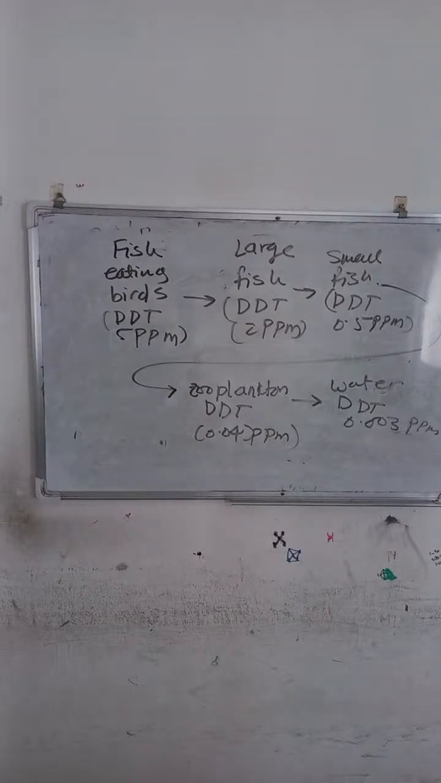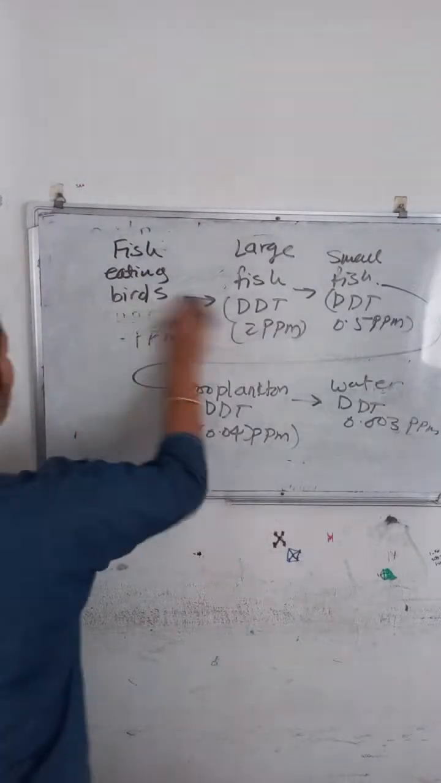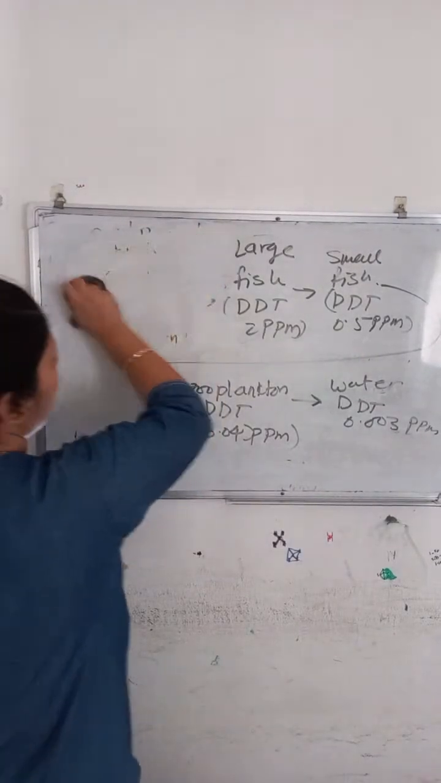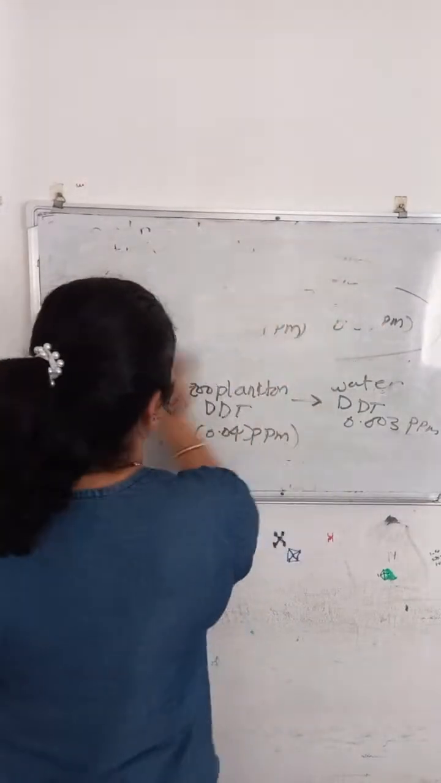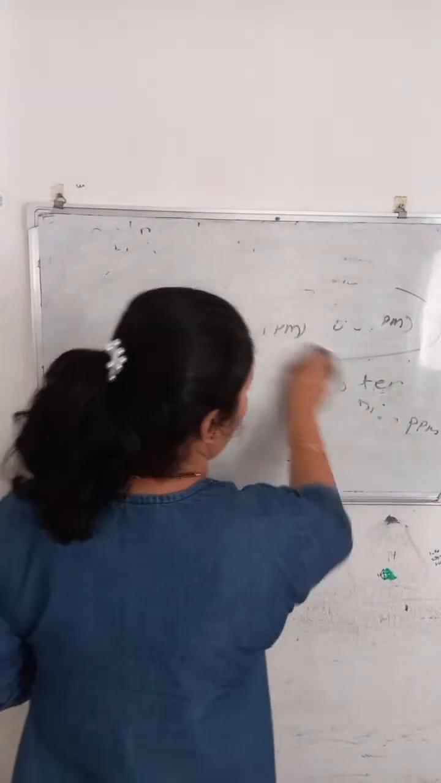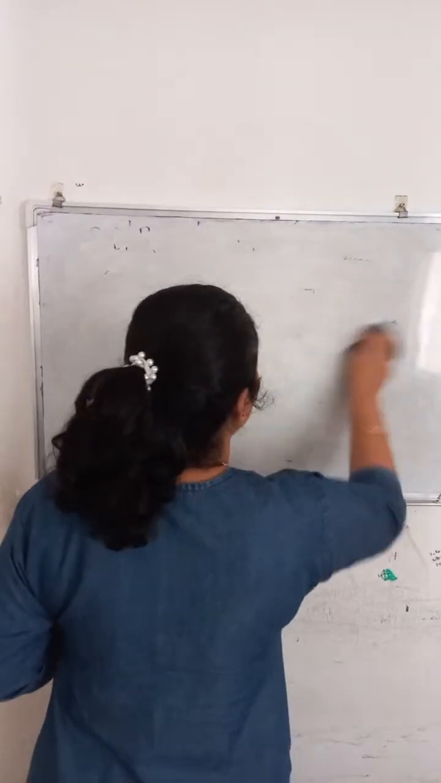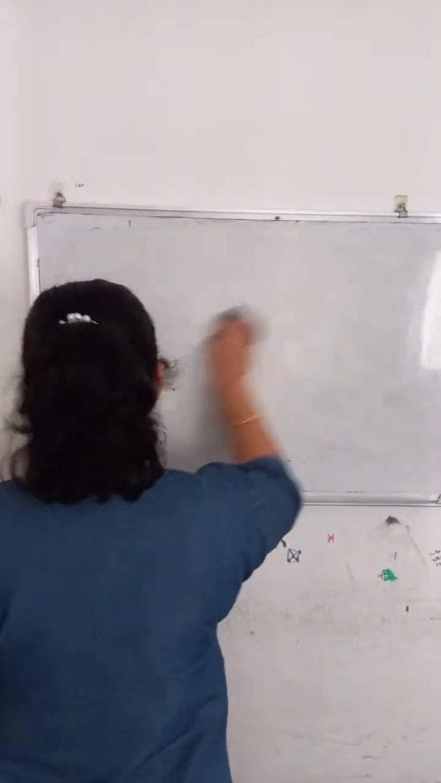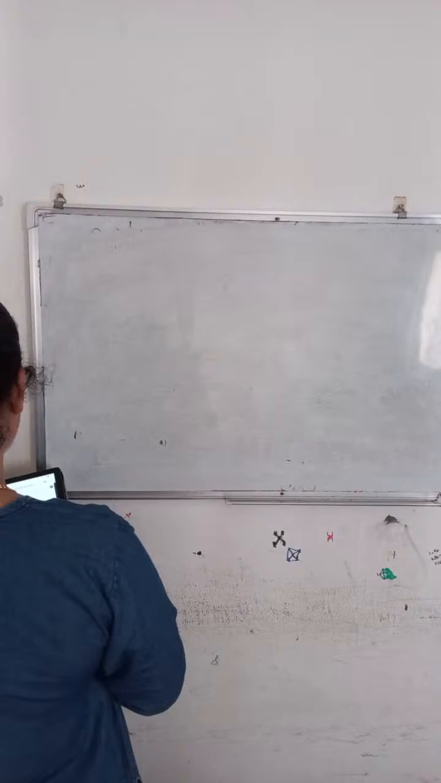Next one, study the food chain given below. A food chain is given and you have to answer the following questions. Here they are asking about energy transfer from one consumer to another, so you have to tell me the answer. I will draw the diagram here.